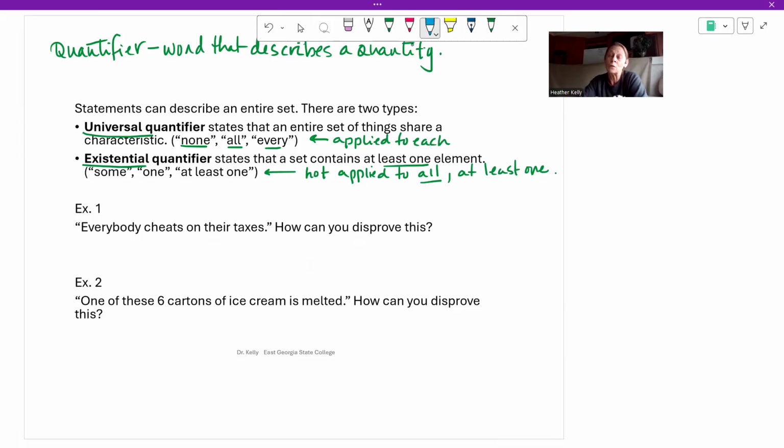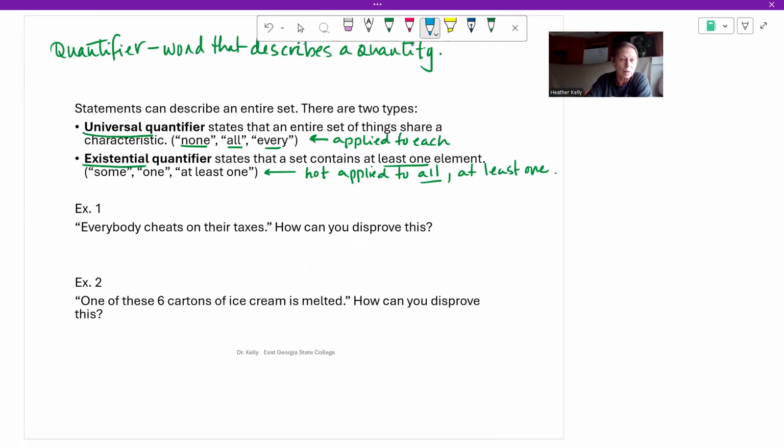What disproves a universal quantifier is an existential one. So if somebody says all, you only have to show one instance that it might have happened to disprove their statement. But if somebody says one, then you have to check all the others to make sure it couldn't possibly happen again. That's kind of the idea here.